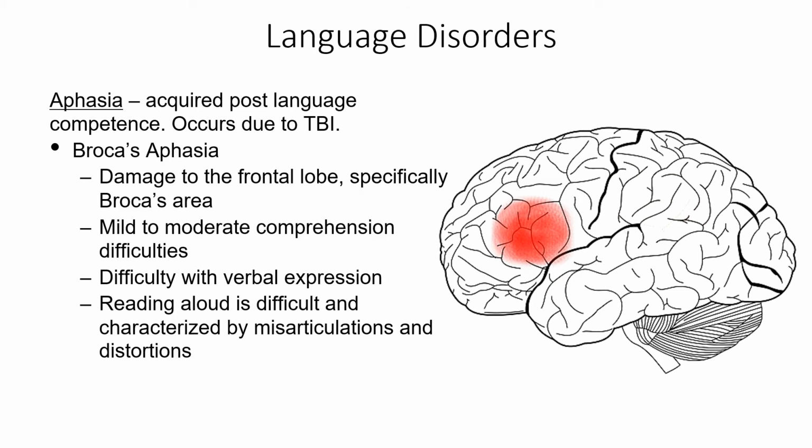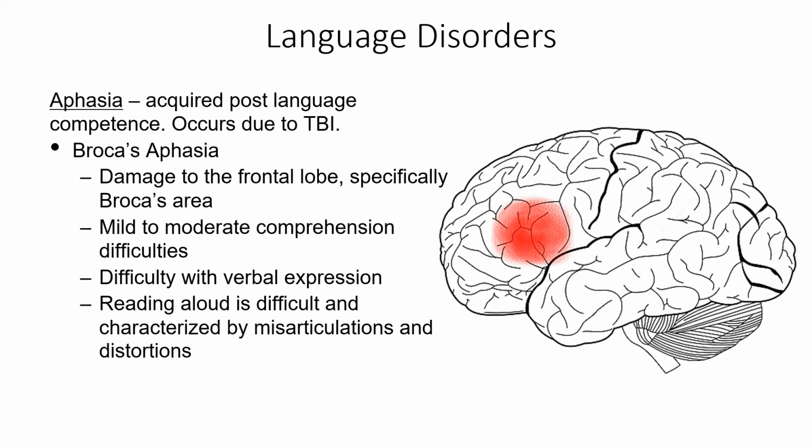The first of the two aphasias we're going to talk about real quick is Broca's aphasia. So if you remember, Broca's was responsible for production of language. So this is one where damage to the Broca's area can cause mild to moderate comprehension difficulties, because remember what I said before is that there is that overlap between Broca's and Wernicke's. So Broca's aphasia still does cause some comprehension difficulties. However, what becomes a really big problem is difficulty with verbal expression. Even things like reading aloud is difficult.